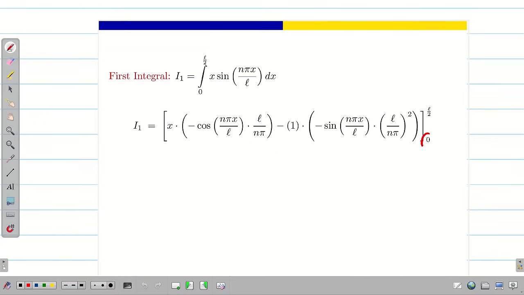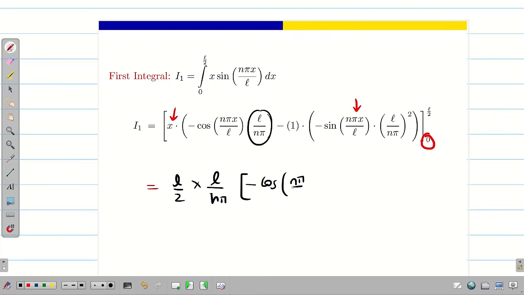Now it is easy to see when I apply the lower limit, sin 0 is 0, cos 0 is 1, but we have x here. When I put x equal to 0, in both the cases the lower limit value is 0. So only we have to find the upper limit. When I substitute the upper limit, we get L by 2 into L by n pi, I am taking the constant, then minus cos n pi by 2.